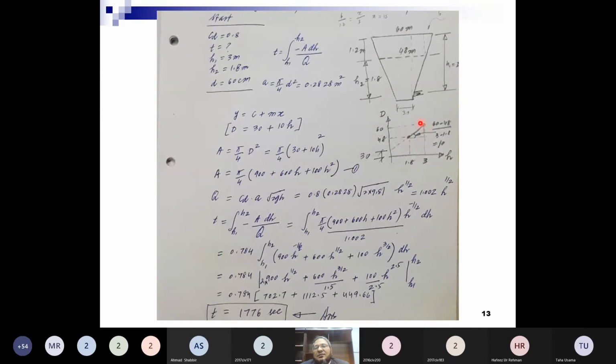From the slope of this line could be measured, and then we can also measure how much would be the y-intercept. The equation of a straight line is y equals c plus mx. So d is the y, and 30 plus 10 h, because 10 is the slope of this line. But anyway, you can also make it another way. There are many ways to derive this relationship.